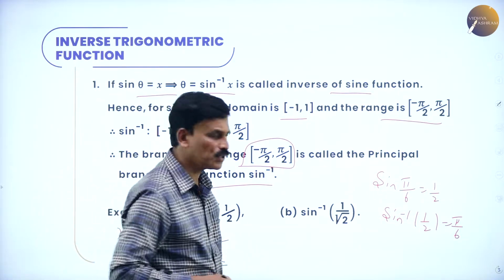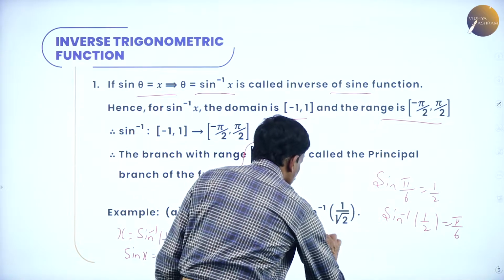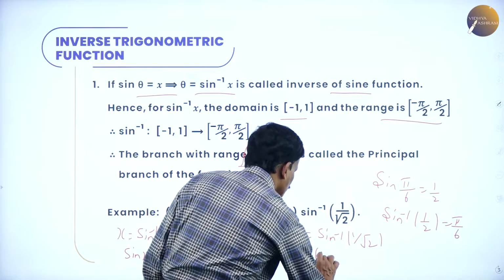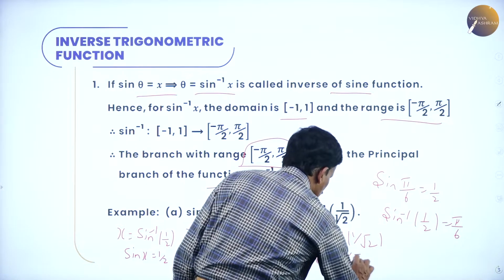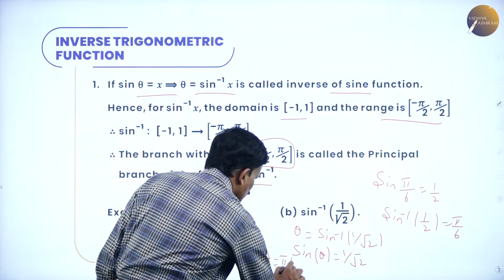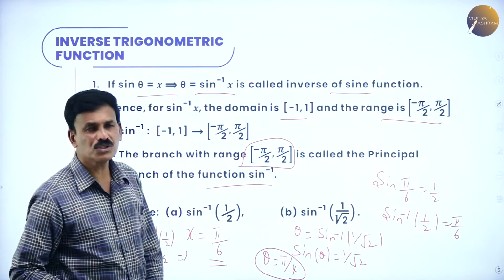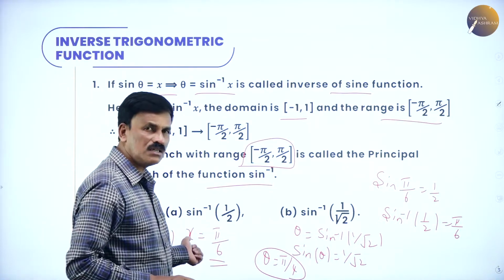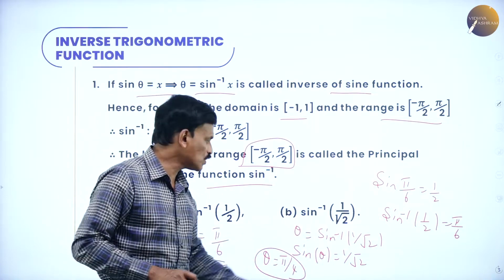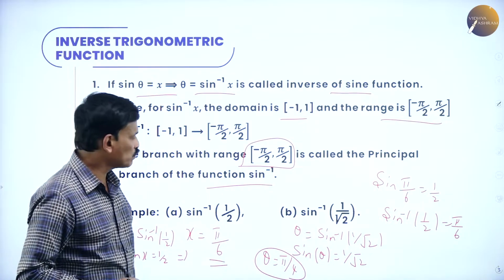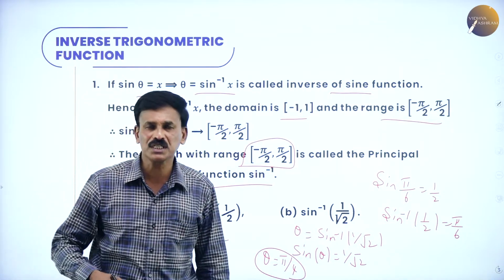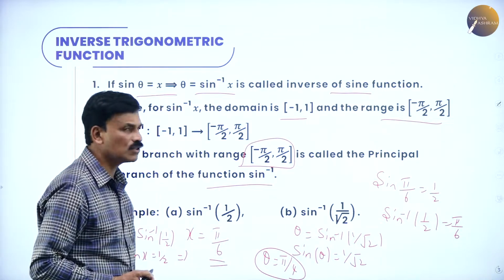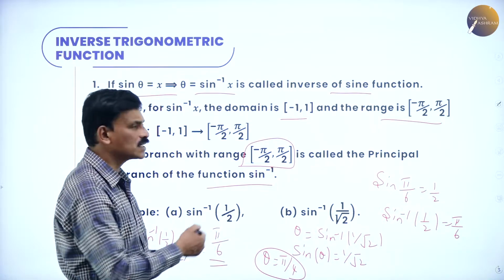Similarly, sin inverse of 1 by root 2. Suppose if you consider theta is equal to sin inverse of 1 by root 2, then this can also be written as sin theta is equal to 1 by root 2. What is the value of theta here? Theta is equal to pi by 4. So, for 45 degrees, this is equal to 1 by root 2. So, the value of sin inverse of 1 by 2 is pi by 6, and sin inverse of 1 by root 2 is pi by 4. Because you know sin 45 is 1 by root 2 and sin 30 is equal to 1 by 2, that is nothing but 30 degrees and 45 degrees.